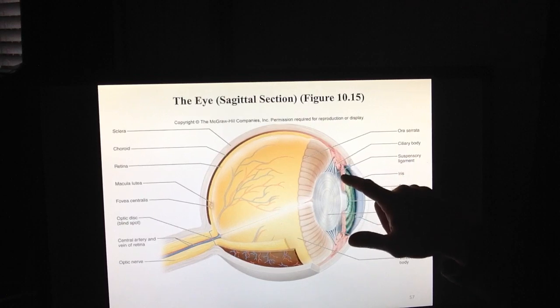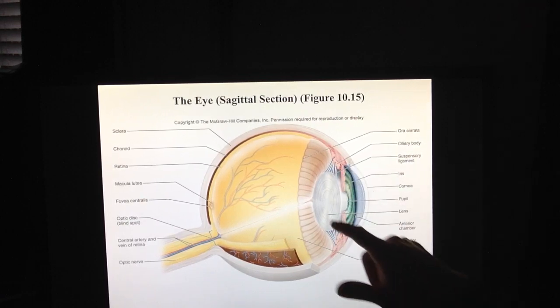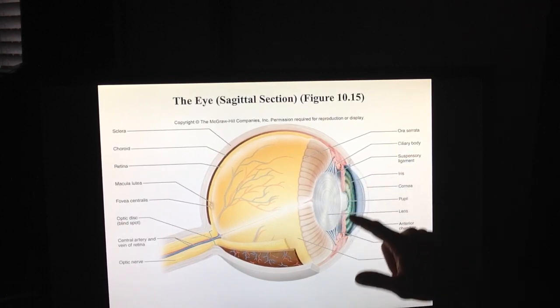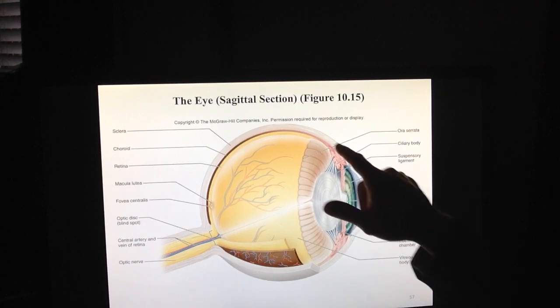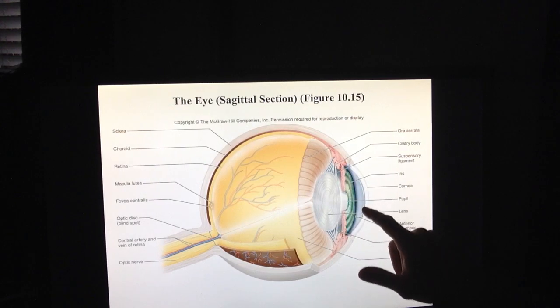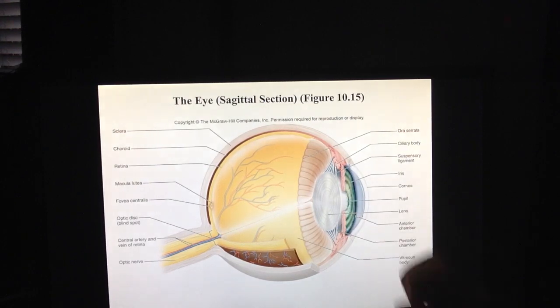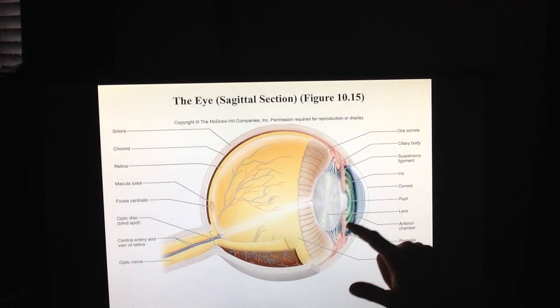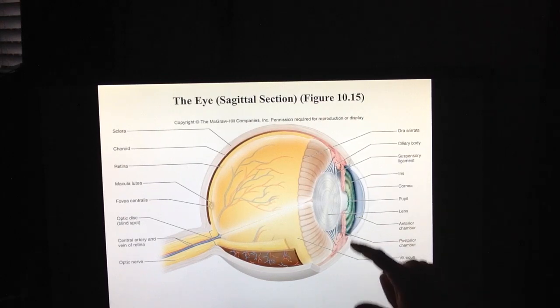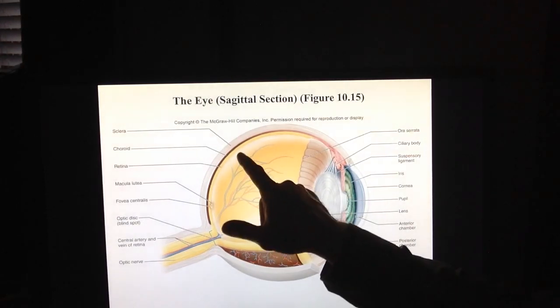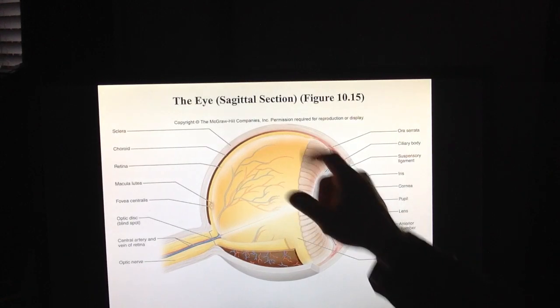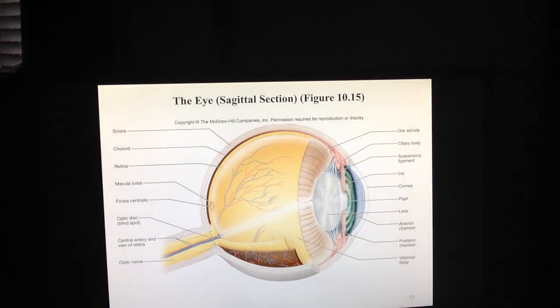Ciliary body is a smooth muscle. Suspensory ligaments attach to the lens. Iris is the colored part of your eye. The cornea is continuous with the sclera and it's transparent. The pupil is the opening. Anterior chamber, posterior chamber behind the iris, anterior chamber in front of the iris into the cornea, and then the vitreous jelly is in here and it keeps this retina from detaching, keeps pressure in the eye, etc.